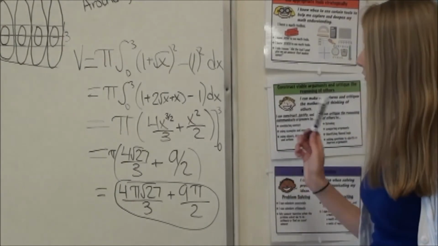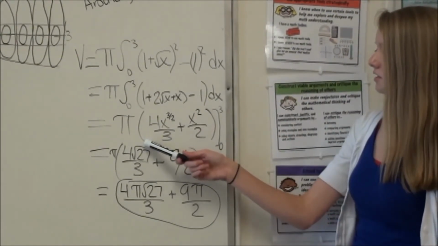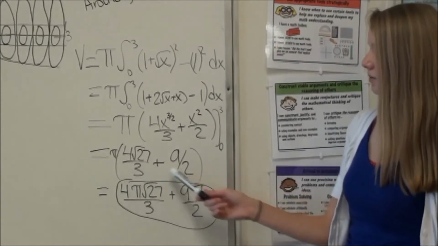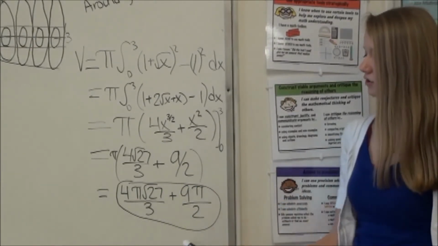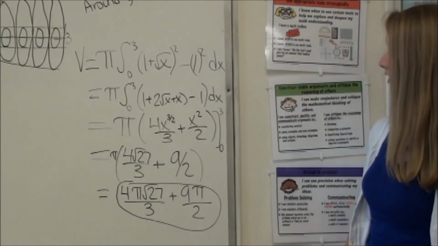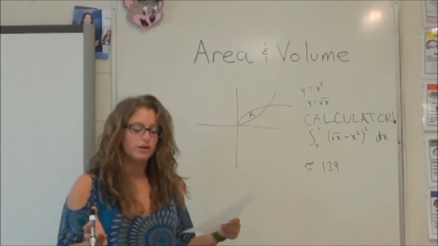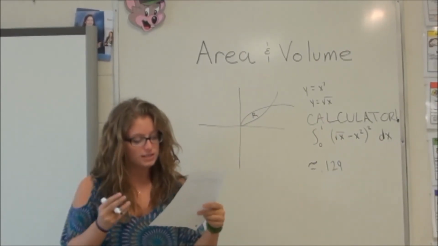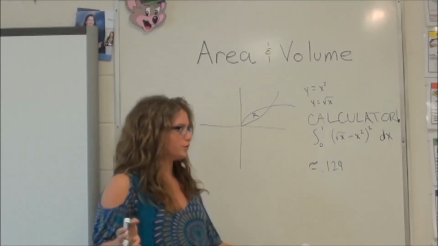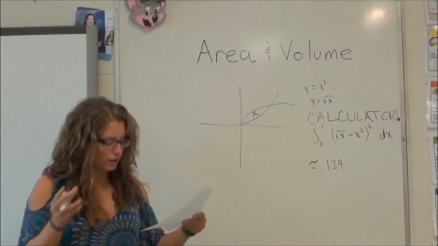And this takes you through the process where you simplify these, and then you anti-derive it, and you plug in the numbers, and your final answer should be 4 pi square root of 27 over 3 plus 9 pi over 2. Finally, you can use the integrals to find volume of areas using cross-sections of a specific shape. You can use triangles, semicircles, but in this case we're going to use a square.